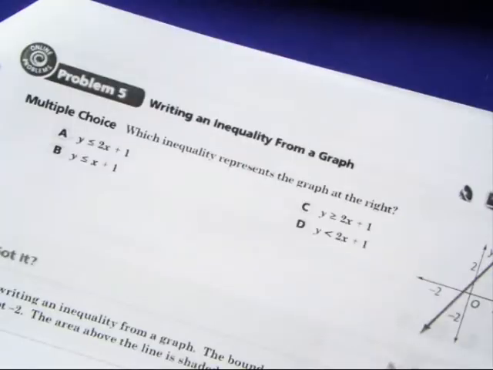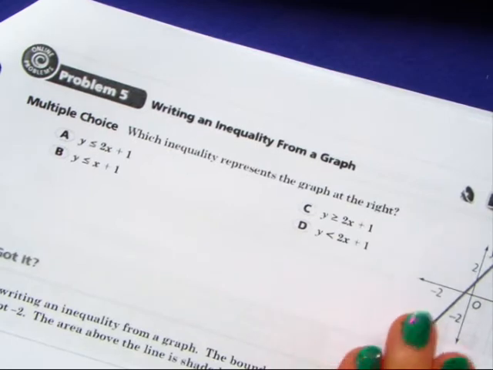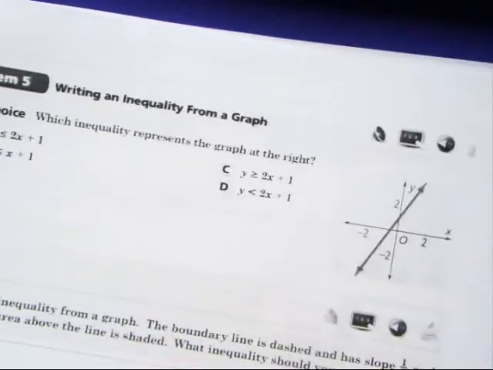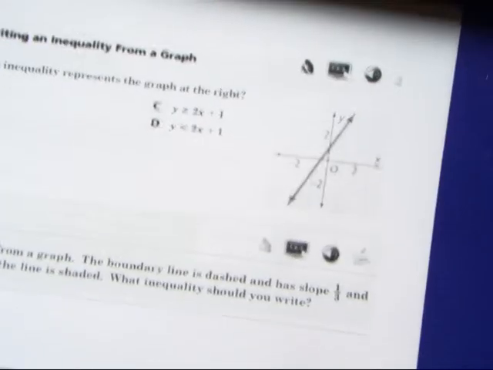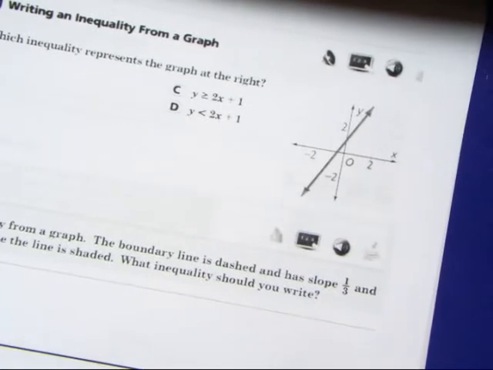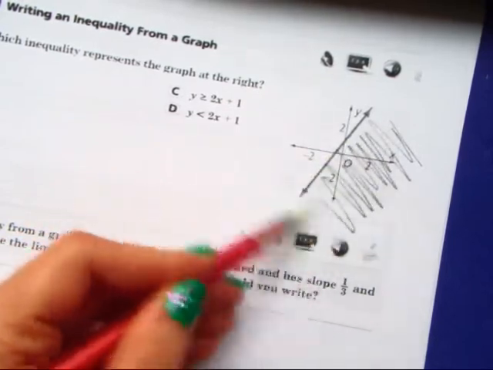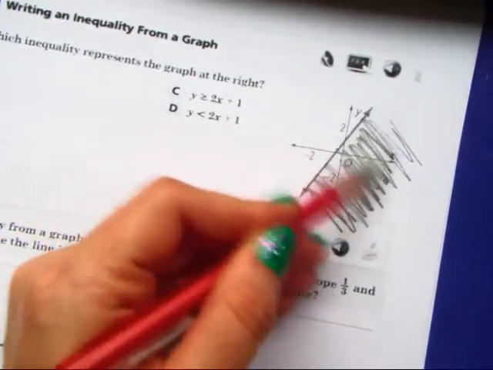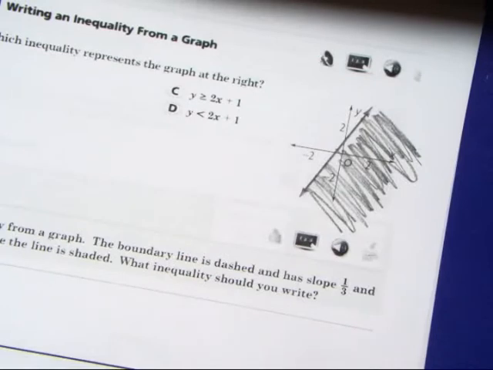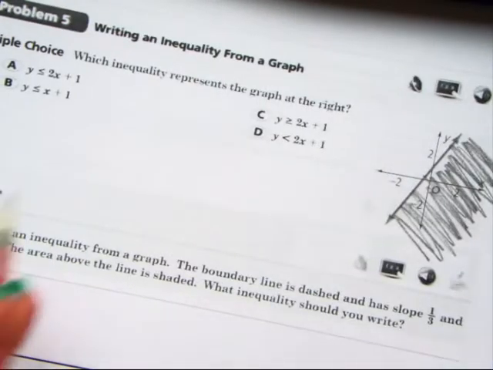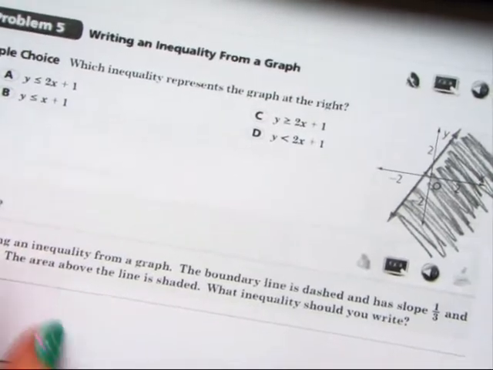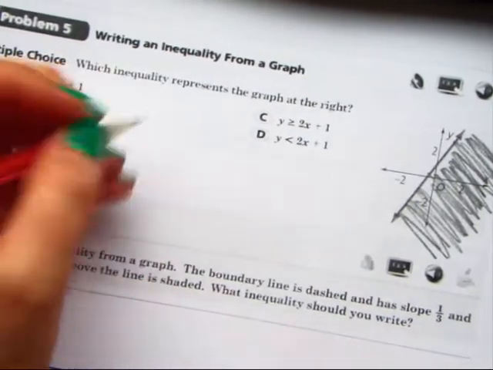Alright, one more, okay? Which inequality represents the graph at the right? Now, what's very hard for you to see, and it's very hard for me to see as well, is that whether you see it or not, they wanted this to be shaded, so just darken that in. That was their goal. Their goal was to have this side shaded, so shade it in, okay? Now let's answer the question. Which of these represents the inequality? If you pause the video, you might want to find it.